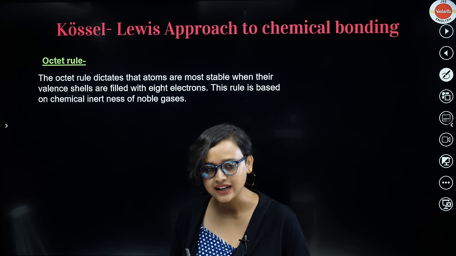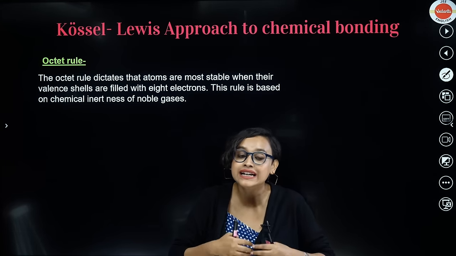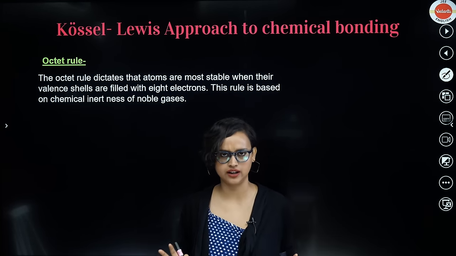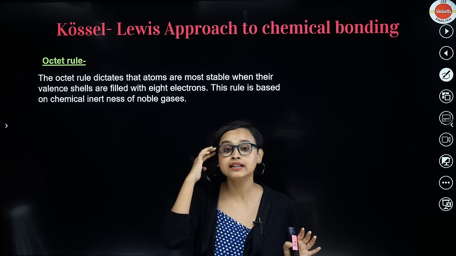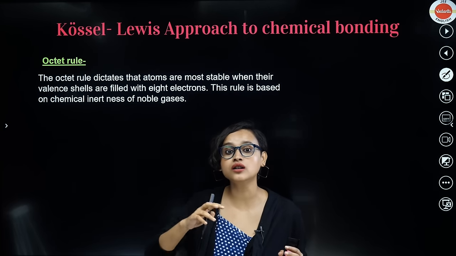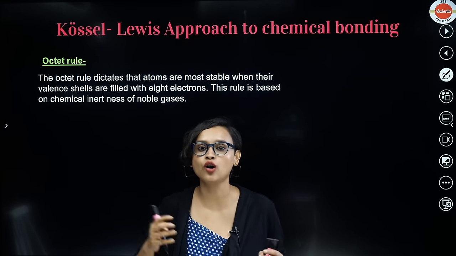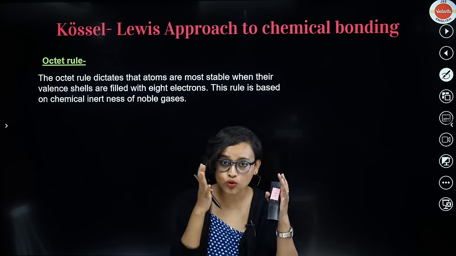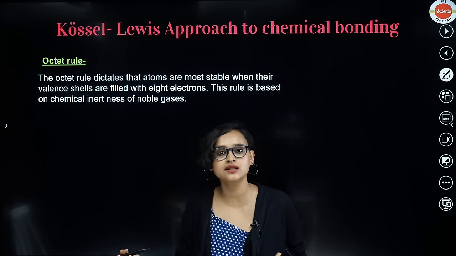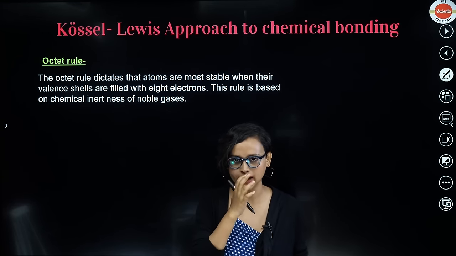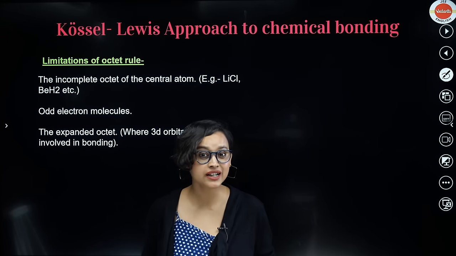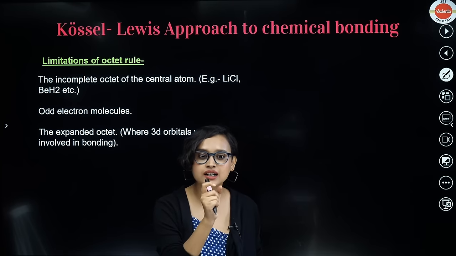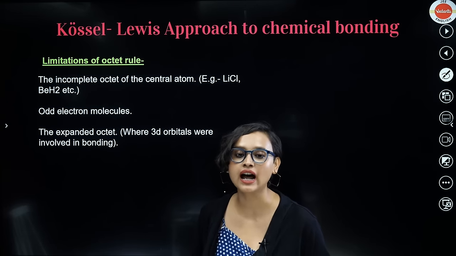So actually, the octet rule dictates that atoms are more stable when their valence shells are filled with 8 electrons. We have understood this, right? And this rule is based on the chemical inertness of the noble gases. We saw that the noble gases are inert. The noble gases don't like to mingle with anyone else because they have 8 electrons. So based on that, we gave this rule, right? But there was a limitation, obviously. What was the limitation? The incomplete octet of the central atom.